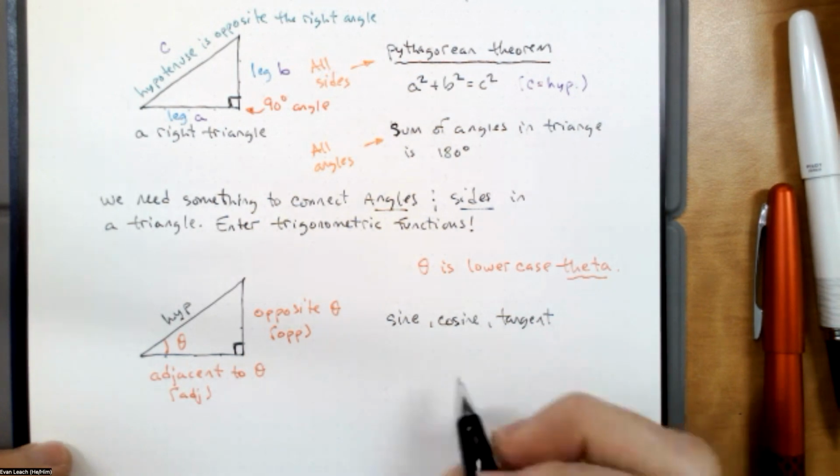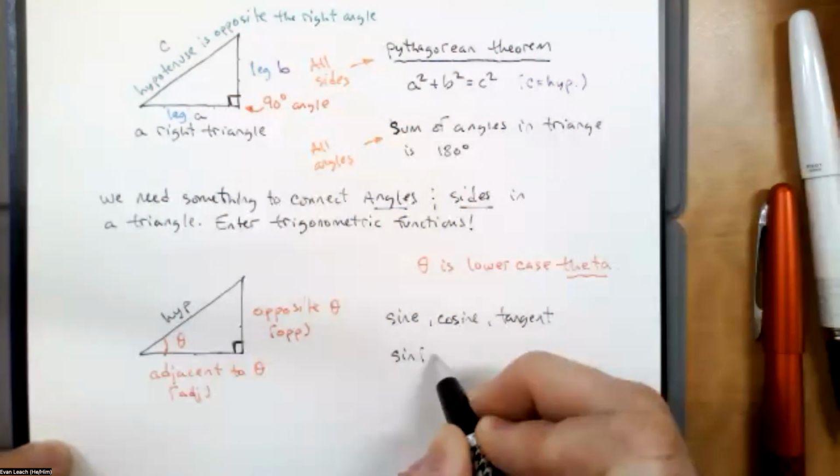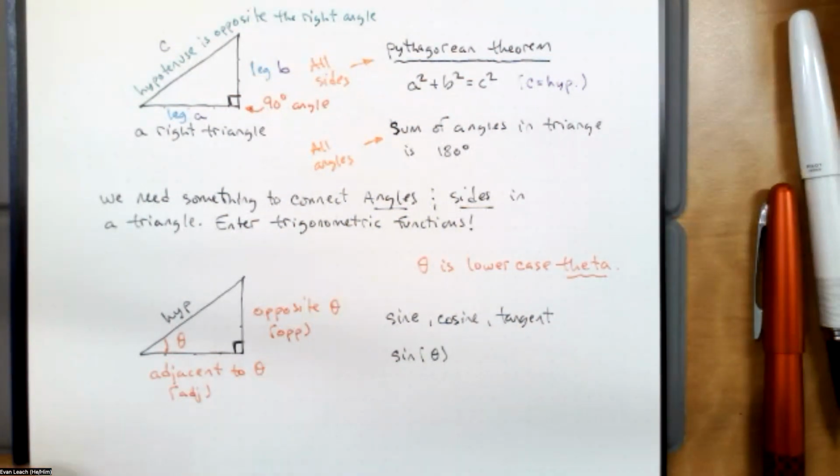The abbreviation for sine is SIN, so we write sine. And then since we're writing, we should put theta in parentheses. We won't always do that, but we're trying to build good habits.